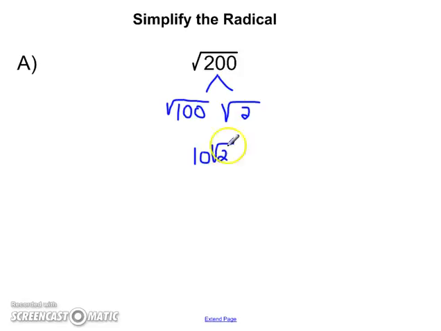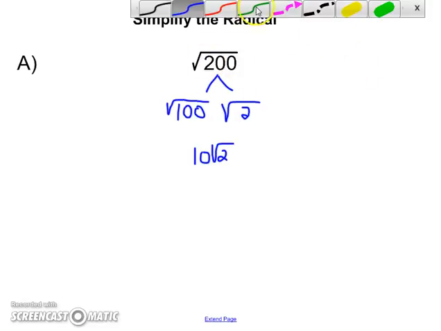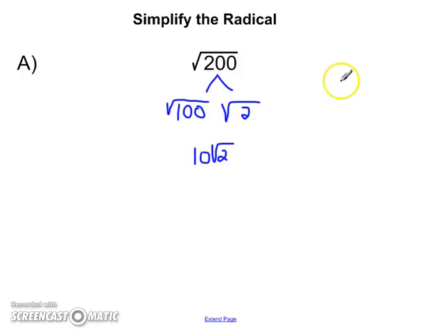Now here's the thing. Some of these radicals have different ways in which you can break them down. So let me go over here, and I'm going to do 200 again. I have the square root of 200 again, but I'm going to break it down in a different way. 200 is not only 100 times 2. 200 divides by 25, and I say 25 because 25 has a perfect square root. That would leave me 8. So 25 times 8.